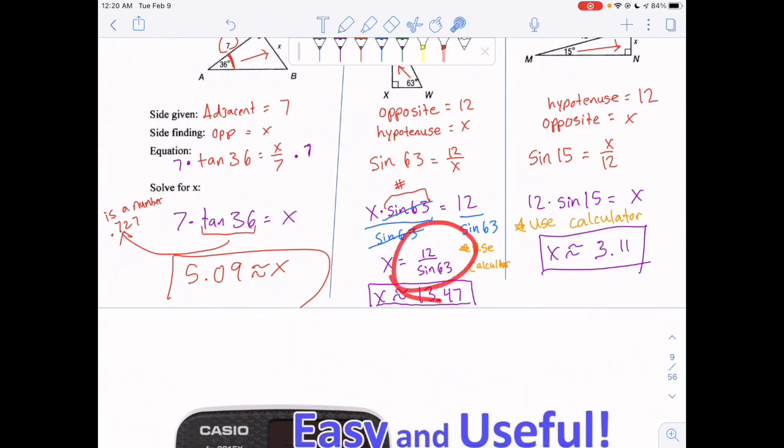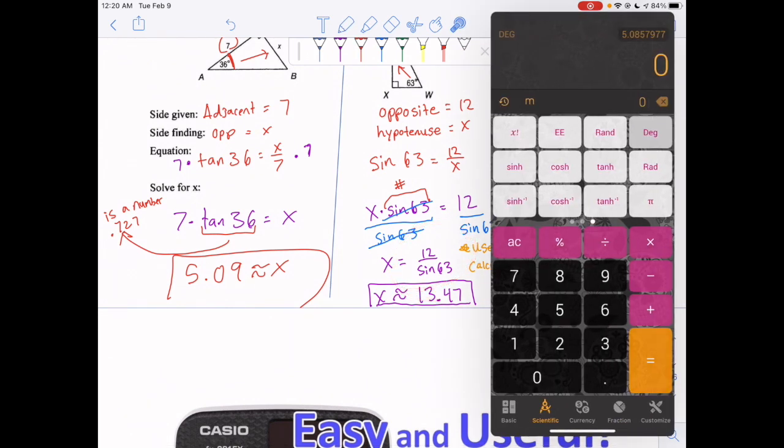And to put this in your calculator, I can just show you real quick. You can do 12 divided by, I'm going to hit 63 sine first, and then hit equals 13.47, okay?